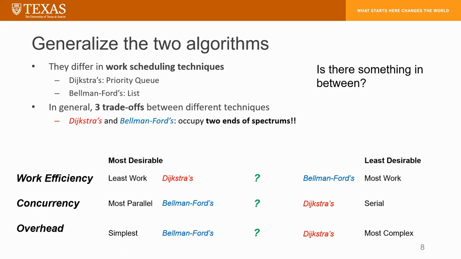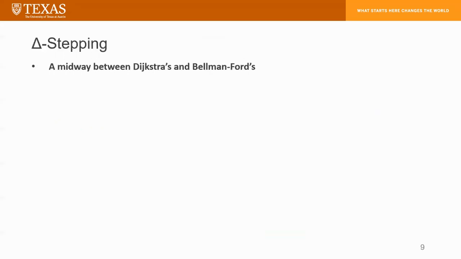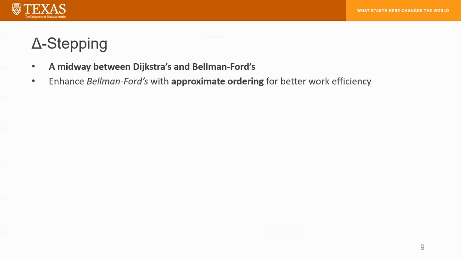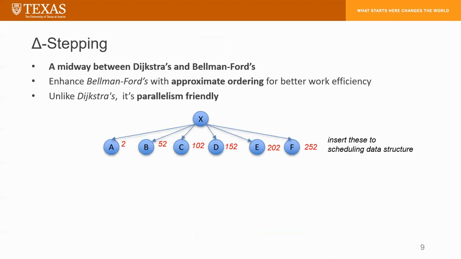And now the question is, is there something in between? And the answer is yes. There's another algorithm called delta-stepping. Delta-stepping is basically a midway between Dijkstra and Bellman-Ford. Essentially, it enhances Bellman-Ford with approximate ordering to have better work efficiency. And unlike Dijkstra, it doesn't process vertices in exact order and doesn't use a priority queue, so it's more parallelism friendly. Let me demonstrate how it works with a simple example.